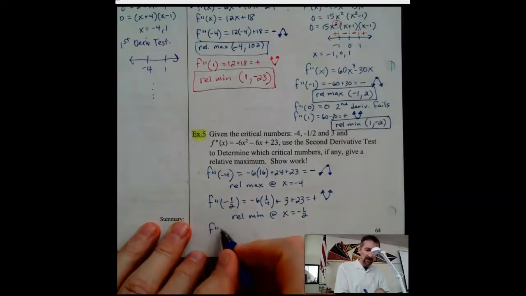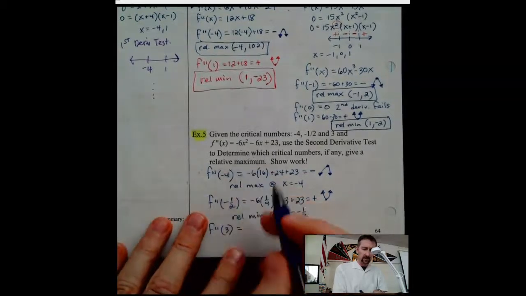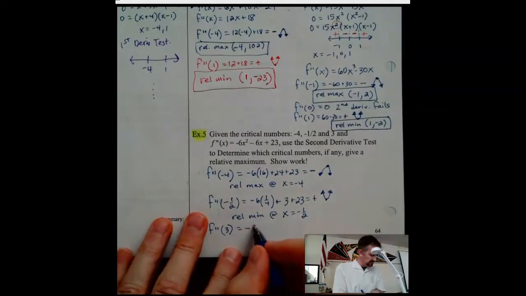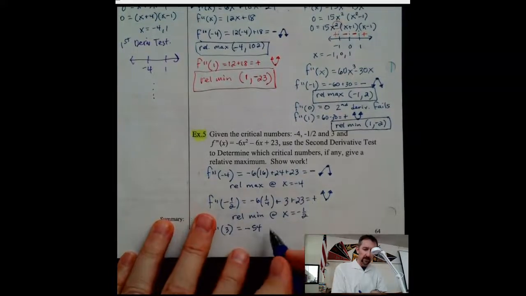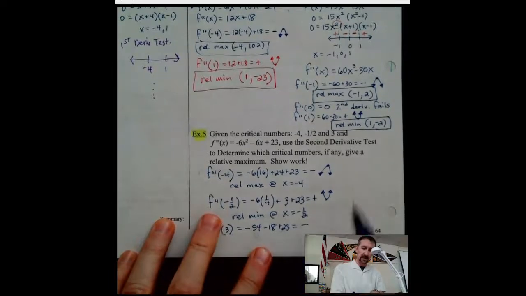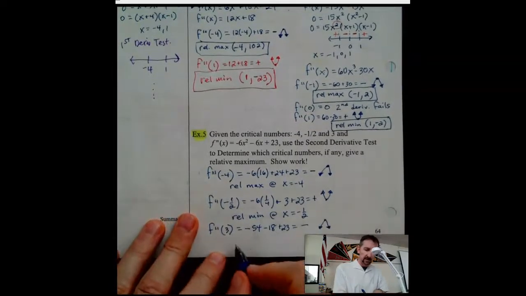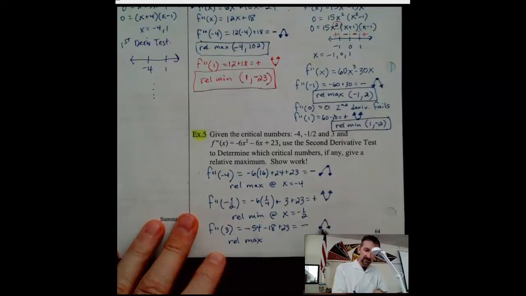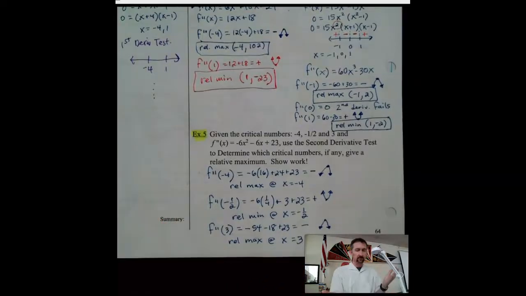And we're almost done. Last one, plug in 3. So if you plug in 3, 3 squared is 9, so that's going to be negative 54. And plug in 3 there, that's going to be negative 18. So that's going to be negative. I don't even need the actual number. I just need to know, is it positive or negative? It's negative, so it's concave down, the original function. And so we have a relative maximum. You can see it. That's the highest point at x equals 3.